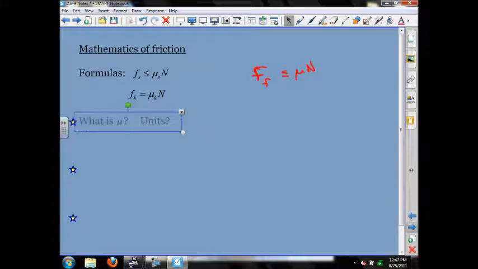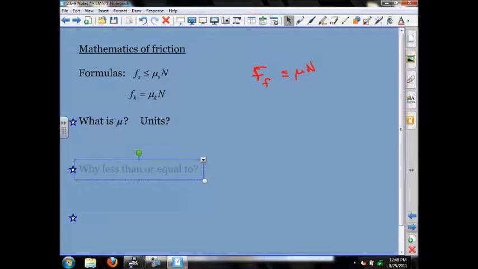What's mu? Coefficient of friction depends on what? The two objects, what they're made of, right? What kind of units does mu have? Unitless. There are no units on it. It's a coefficient. The bigger it is, the harder it is to move the object. All right, so ice would have a very small coefficient of friction between ice and something. Obviously bigger than that.